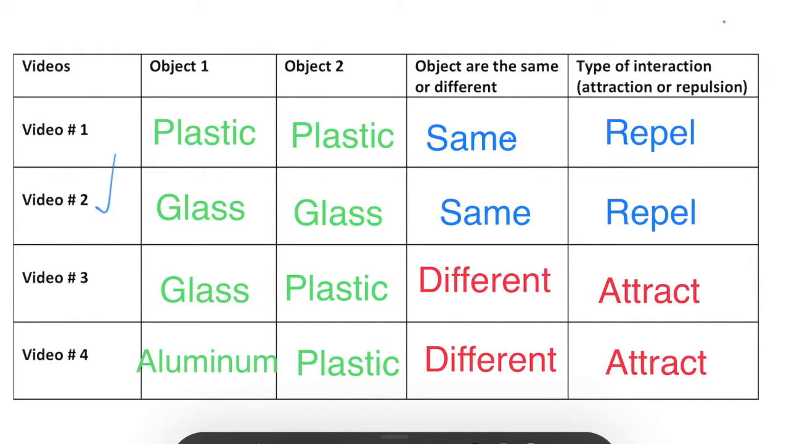Third video, we have glass and plastic. This is the first one where the objects are different, and we have attraction. That means they're moving toward each other. They're moving close to each other. They want to be together. Like in the last video, where we have aluminum and plastic, both objects are different, and also like in the third video, they are moving together. We have attraction force. They want to be together. Okay, let's go to the next part.